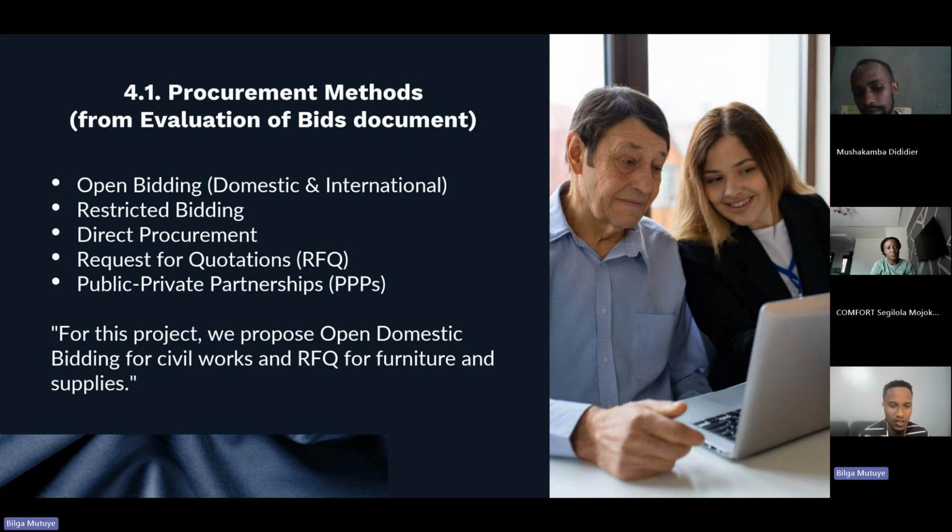For this project, we proposed two methods. When hiring human resource, which will be used through construction, which is civil work, we favored the open domestic bidding for locals to be able to participate in the bidding processes.